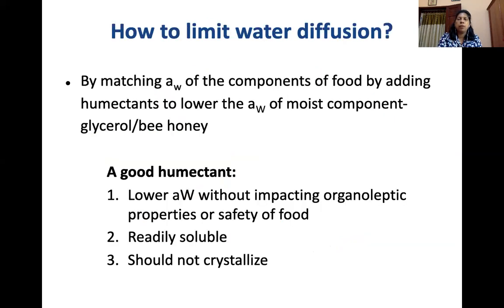How to limit the water diffusion? Whenever a higher amount of water is available in the product, water diffusion can happen. So, by matching the water activity of the components of the food, by adding a humectant to lower the water activity of the moist component, for example glycerol or bee honey, sugar, salt, these work as humectants because they trap water, though the water is there. For example, honey. A good humectant lowers water activity without impacting organoleptic properties or safety of the food. It is readily soluble and should not crystallize.